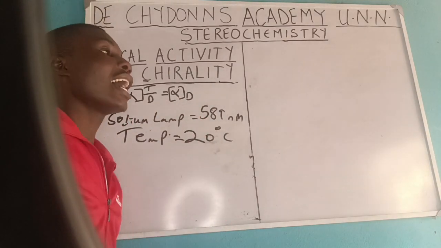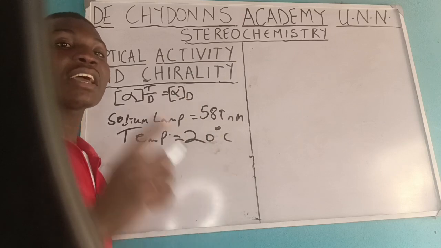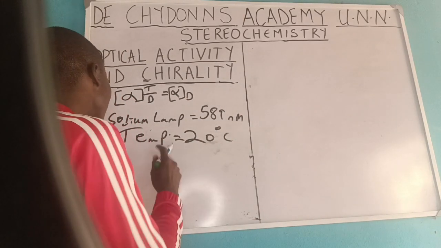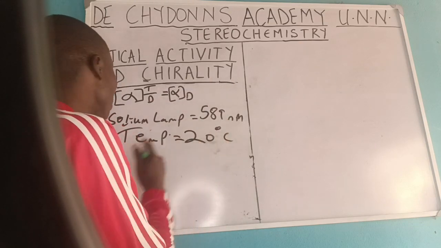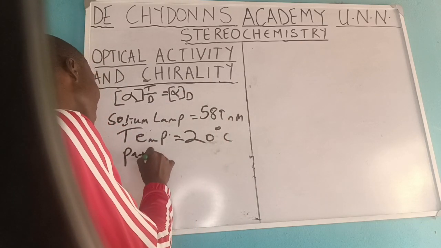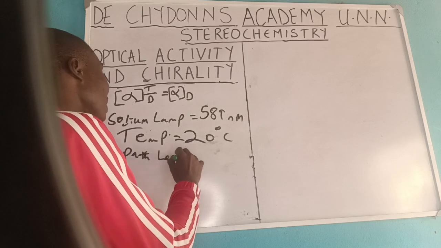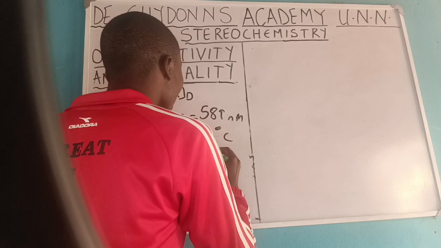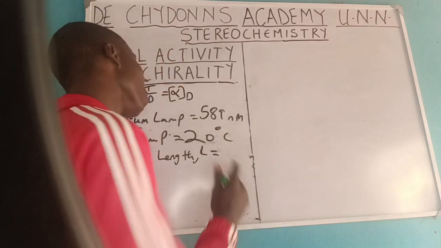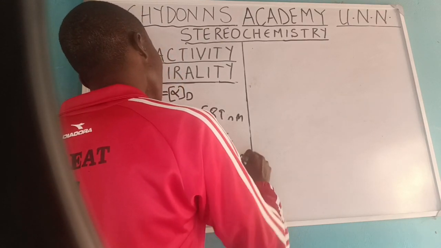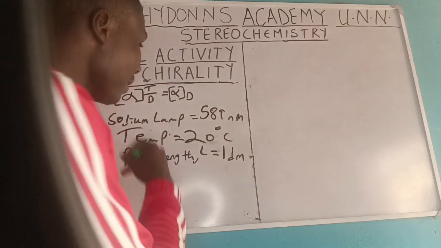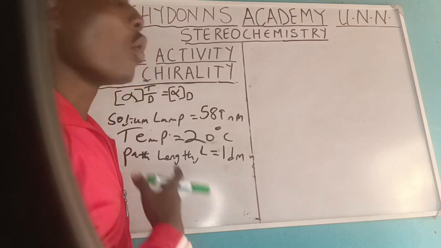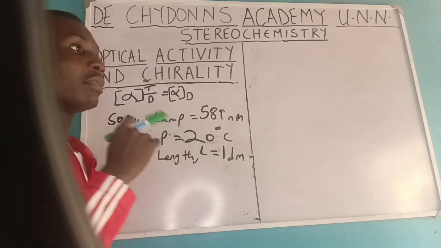Another important thing is the polarimeter sample tube. The length of the tube is also referred to as the path length, and we can denote it as L. For a standard polarimeter tube, what we have is 1 decimeter. And then there is the concentration of the molecule, because the amount of the molecule is going to influence the result you get.